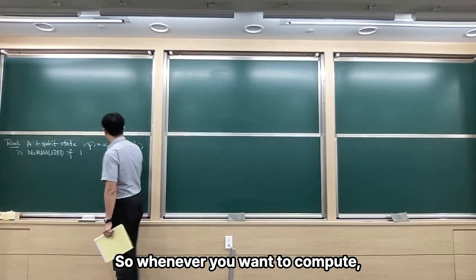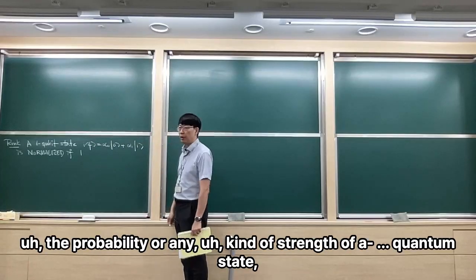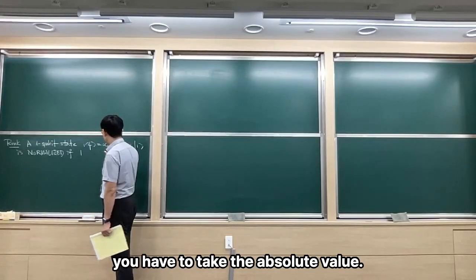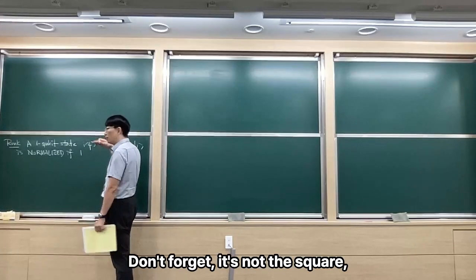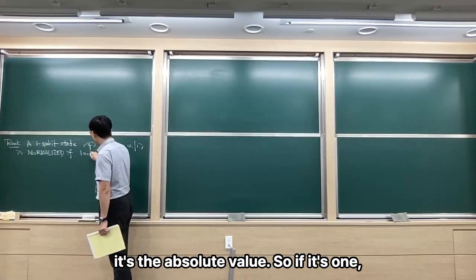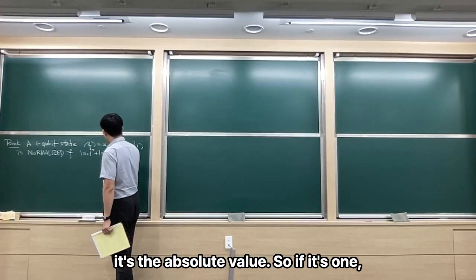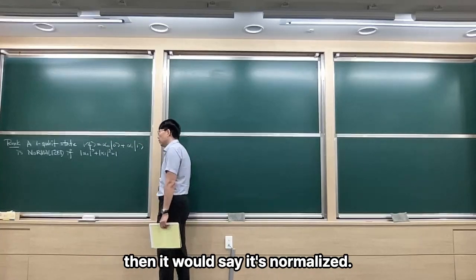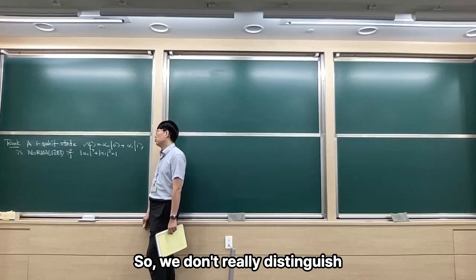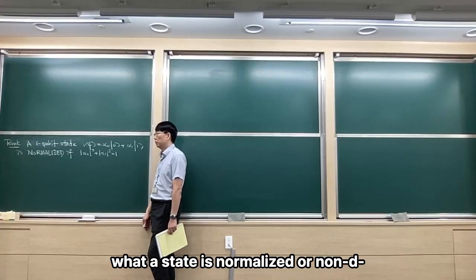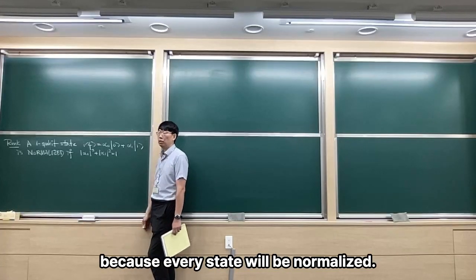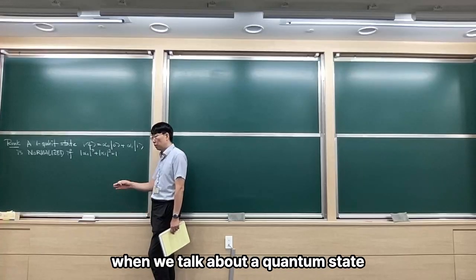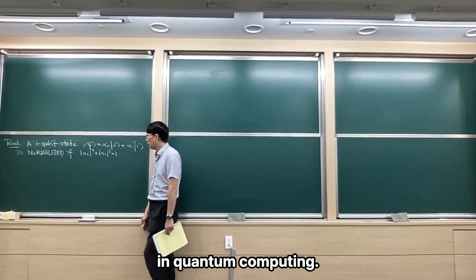So whenever you want to compute the probability or any kind of strength of a quantum state, you have to take the absolute value. Don't forget, it's not the square, it's the absolute value. So if it's 1, then it would say it's normalized. So we don't really distinguish what a state is normalized or non-normalized state, because every state will be normalized. We assume that every quantum state is normalized when we talk about a quantum state in quantum computing.